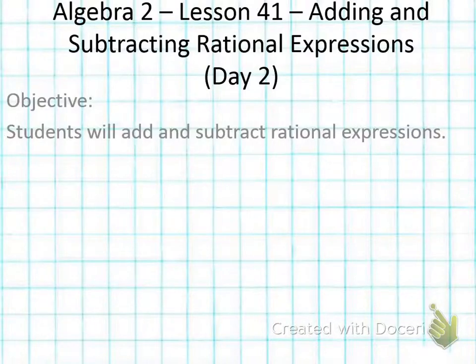Okay, this is lesson 41. This is a continuation of yesterday's lesson, so it's just going to be a little bit harder. The same idea applies when you add and subtract fractions: you have to have the same denominator, so you have to factor the denominators out to get a common denominator so you can multiply it back in.